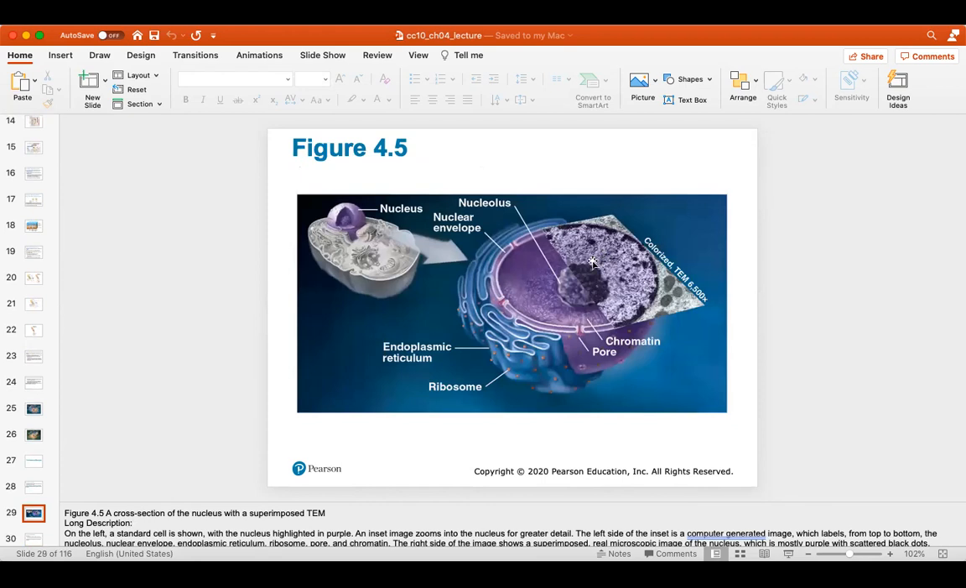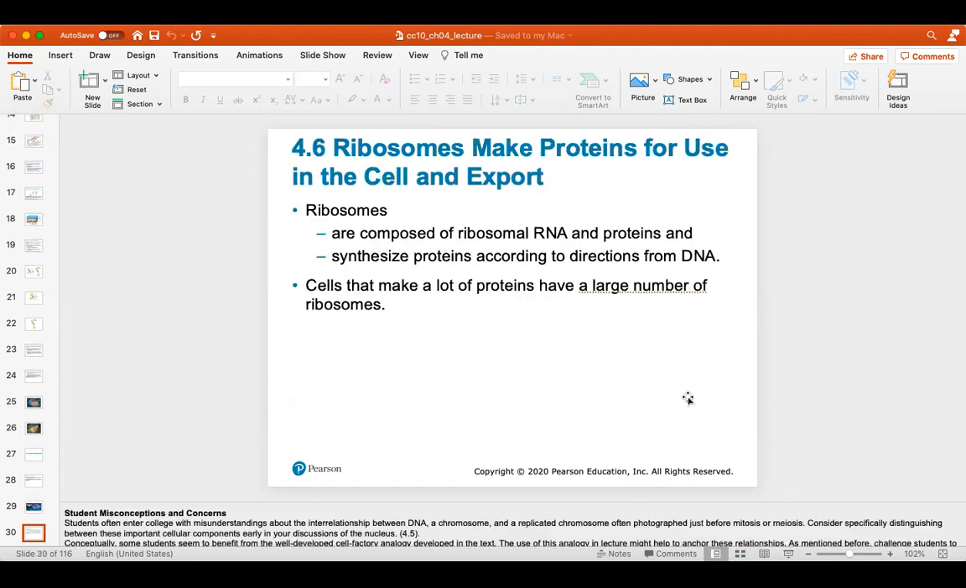So here's a cross-section of the nucleus with a superimposed transmission electron microscope showing the other side. Here's just a standard cell. You can see the nucleus, the nuclear envelope, and then the nucleolus with the kind of condensed chromatin around it, which contains all the cell's genetic material or DNA. There are pores that exist in the nuclear envelope, and that will allow messenger RNA to take the transcribed genetic material out of the nucleus into the ribosomes where proteins will be made.